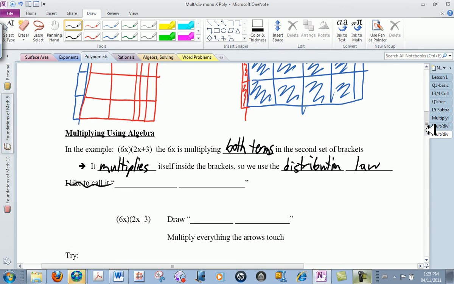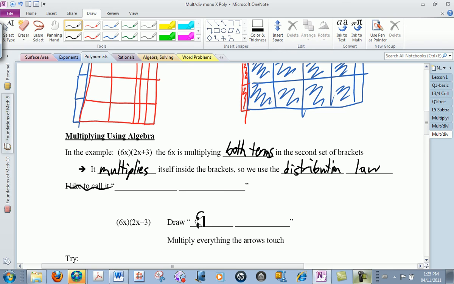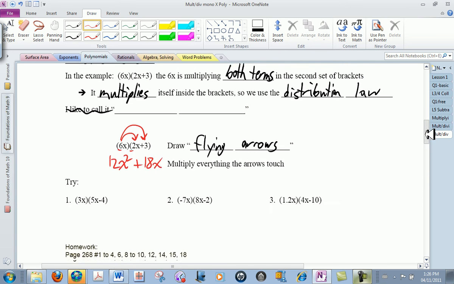Some people say you should draw the flying arrows. Even I do that sometimes when I get some really hard ones. I take the arrow and show the multiplication, so I don't forget that I've done that. So 6x times 2 will be 6 times 2, which is 12. x times x, x squared. 6x times 3 is 18x.